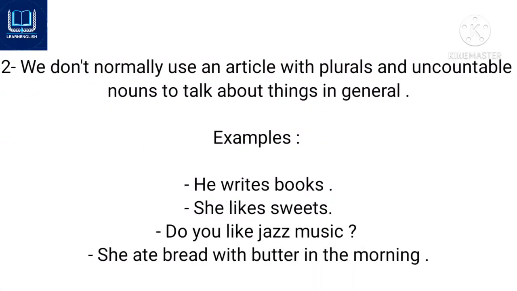We don't normally use an article with plurals and uncountable nouns to talk about things in general. Examples: he writes books. She likes sweets. Do you like jazz music? She ate bread with butter in the morning.